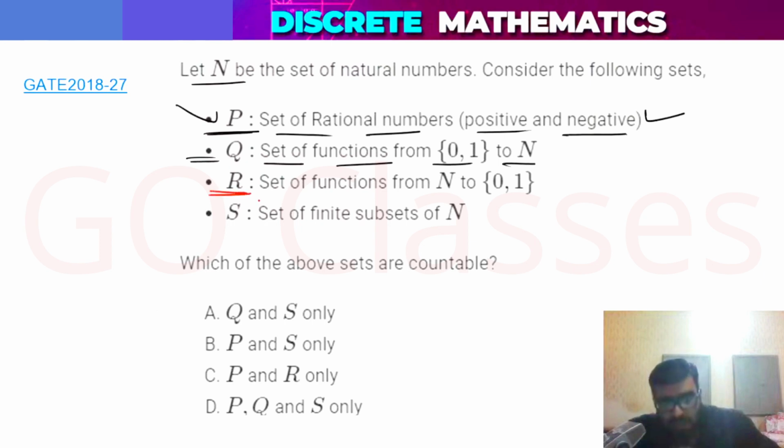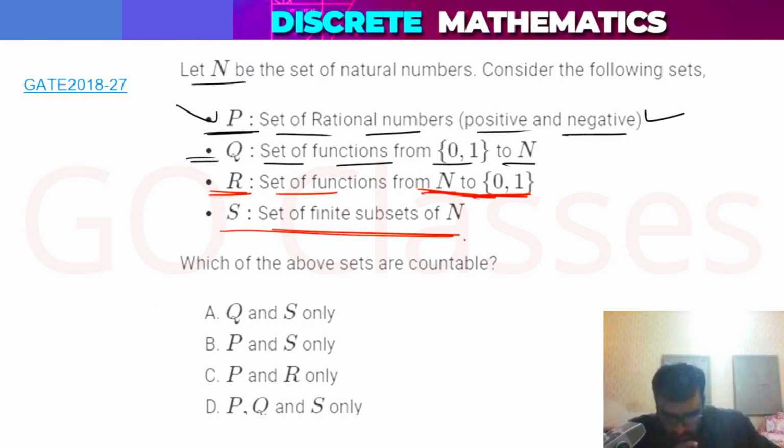Now, this is the set of functions from N to {0, 1}. This is actually uncountable. Why this is uncountable, we will see in the next lecture. So in this lecture we are focusing on countability. In all the questions that I will take, I will apply the countability lemma, and using it I will show whether that set is countable or not.